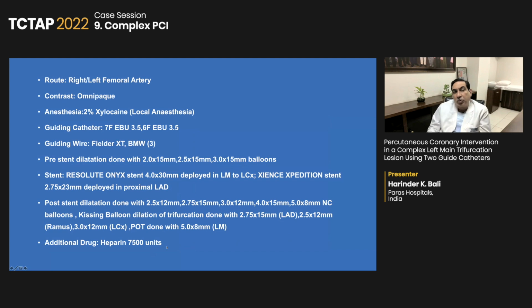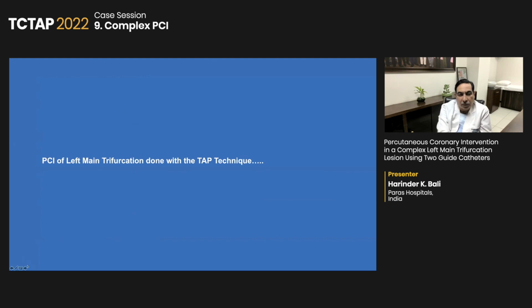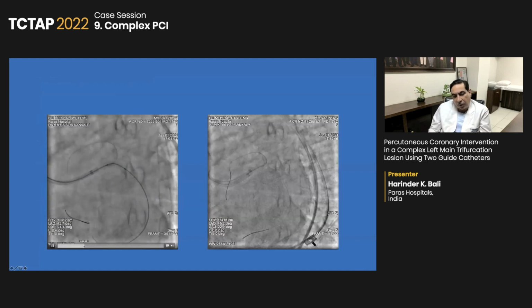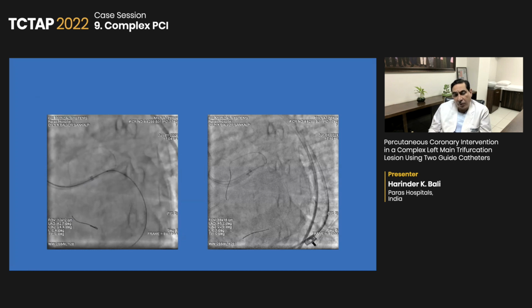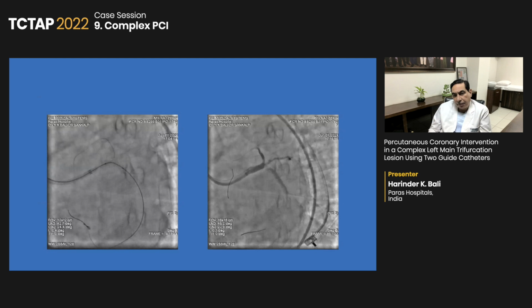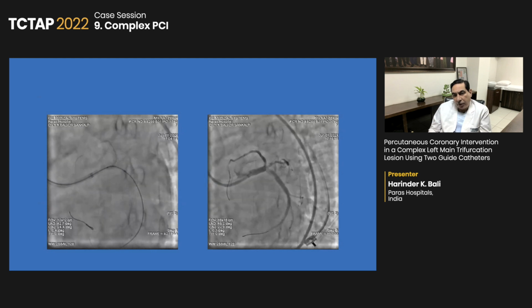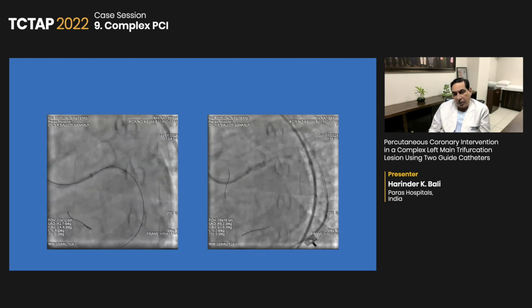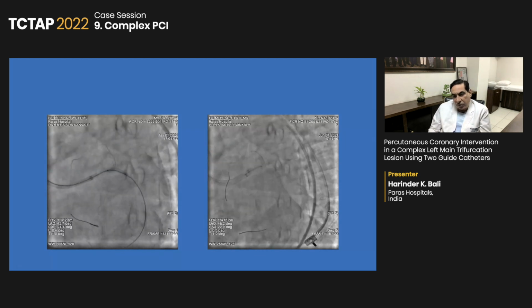So we chose both femoral routes, right and left, and used 2 guide catheters. And this is how we went about it. We put wires across the lesion. It was a little difficult to cross the circumflex lesion, so we had to use a Fielder XT wire, and we put a wire in the LAD. We did angioplasty with a cutting balloon first, and then a high pressure NC balloon of the circumflex vessel.